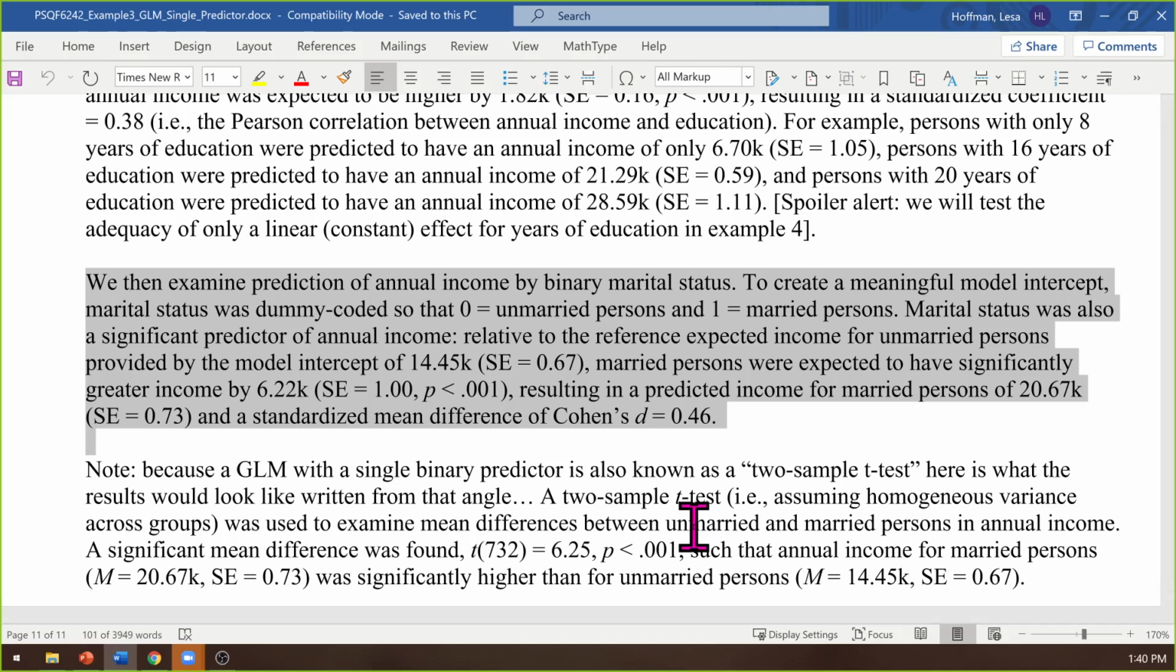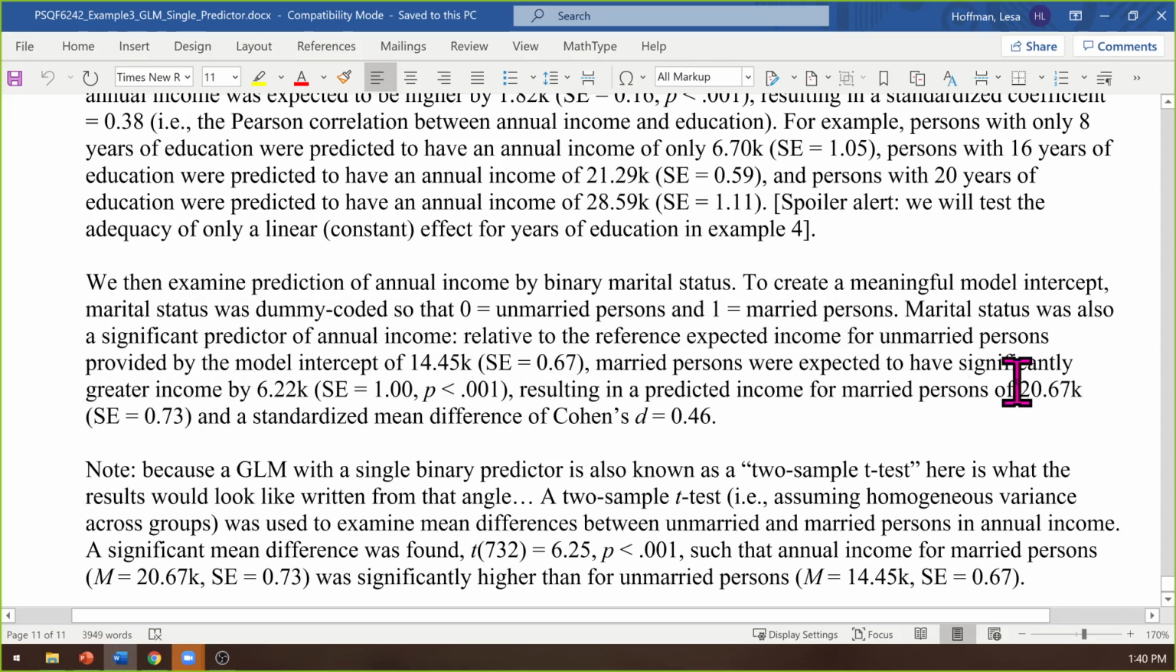So in that way of looking at it, we would refer to what the intercept was, we would refer to what the slope was, and talk about the slope being significant. And then as sort of an afterthought, we would describe how the slope and the intercept translate into a predicted income for the one group. So the emphasis would be on the 0 group and the slope that conveys the difference.